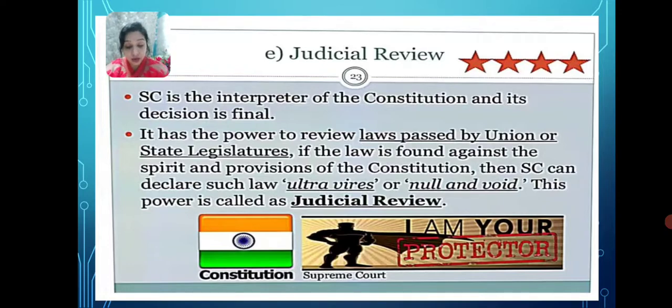Now what do you mean by ultra vires, null and void? Ultra vires actually refers to null, nothing. Void means empty. So if any rule is passed and the Supreme Court feels it was not right, what the union and state legislatures passed, then the Supreme Court has every right to cancel or reject such rules. Okay, not taken into consideration, that you declare as ultra vires and null and void. And this power of the Supreme Court is called the judicial review.